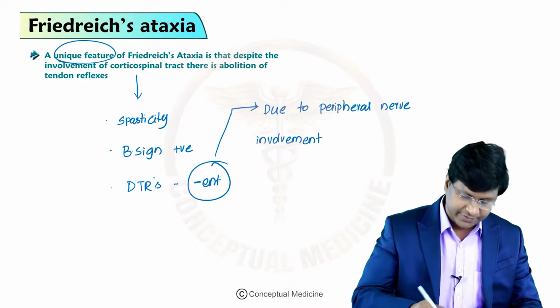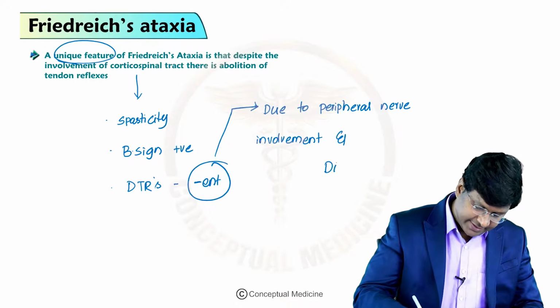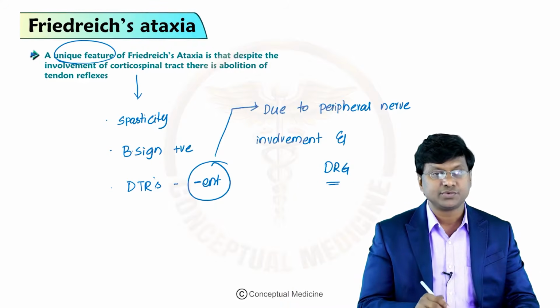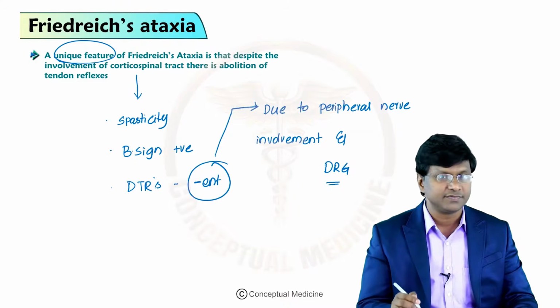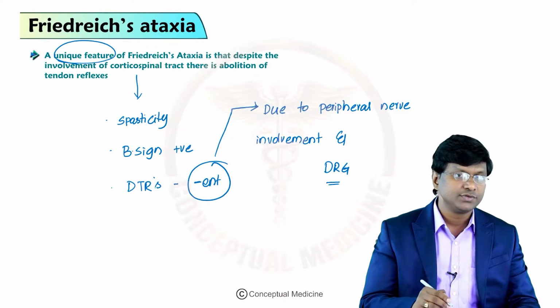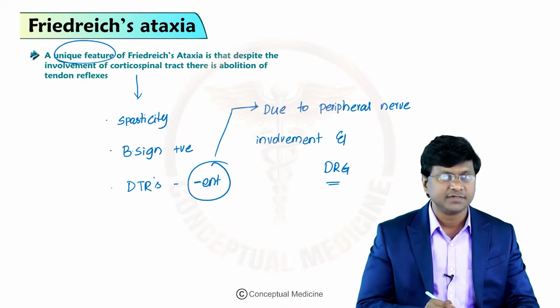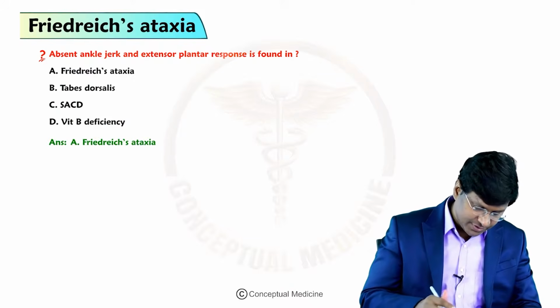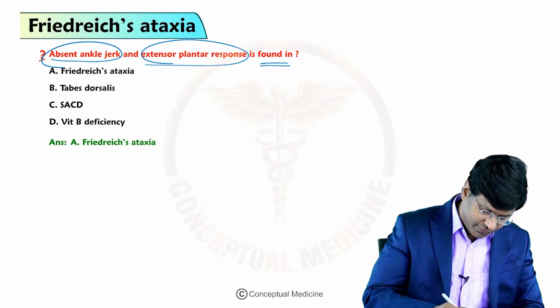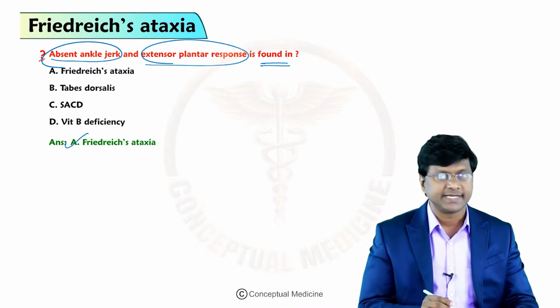due to peripheral nerve involvement, as well as the involvement of dorsal root ganglia, the individual will have absence of the deep tendon reflexes. So abolition of tendon reflexes is due to the dorsal root ganglia as well as the peripheral nerve involvement. So the answer to this question: absent ankle jerk and extensor plantar response is found in Friedreich's ataxia.